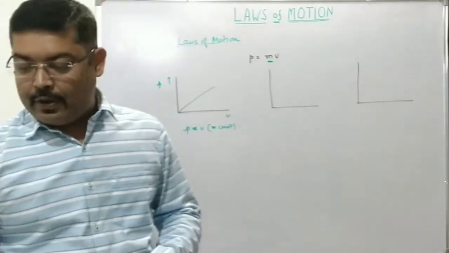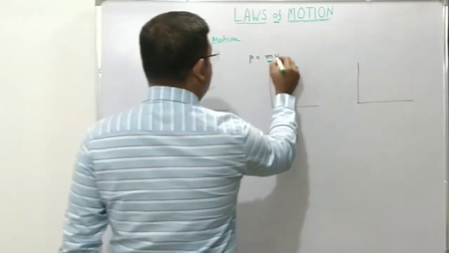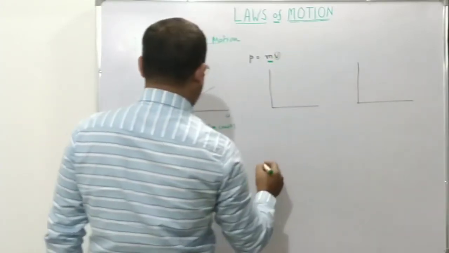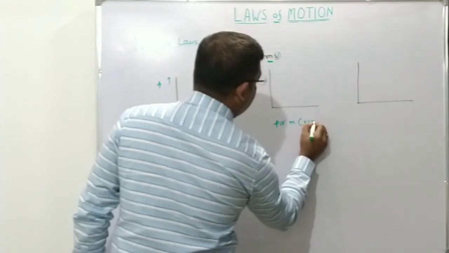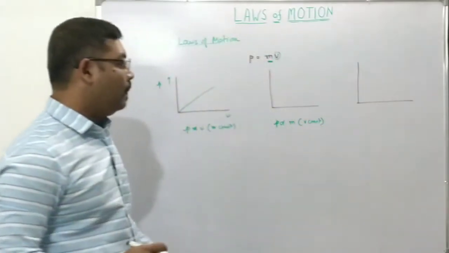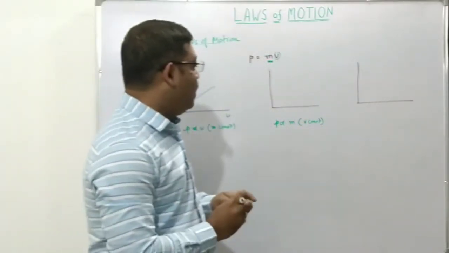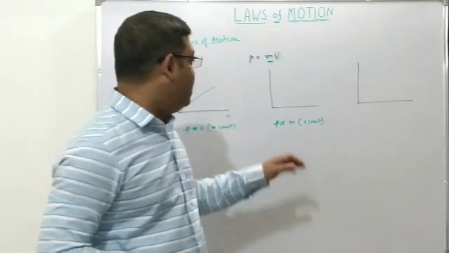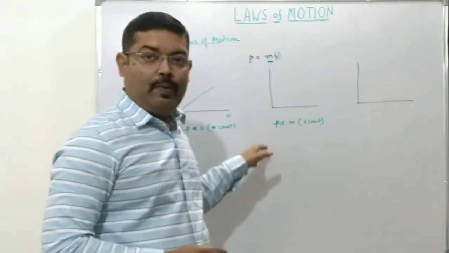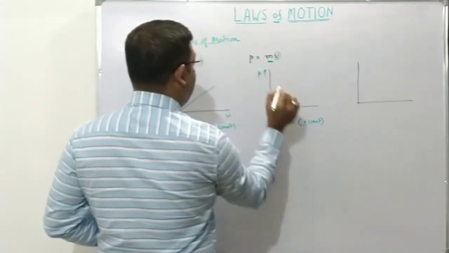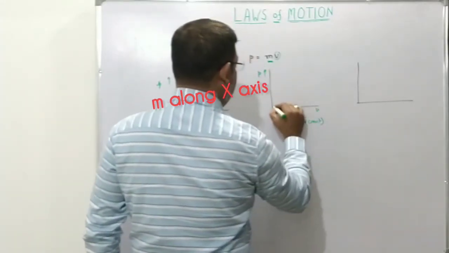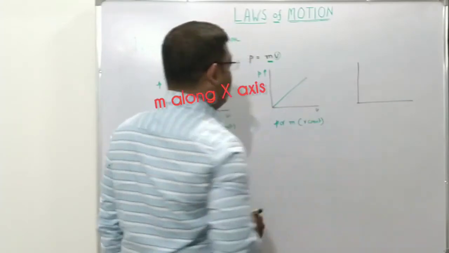Again, in the same equation, if I consider v to be constant now, in that case, p will be proportional to m. What it means is that for the same velocity, as we have discussed, the more the mass, the more the momentum. So the plot of p along the y-axis versus m along the x-axis will again be a straight line passing through the origin.